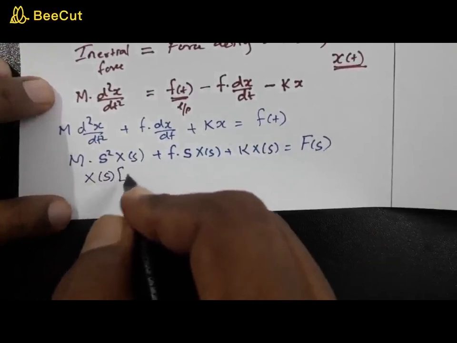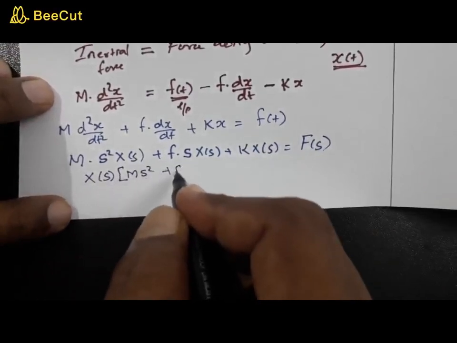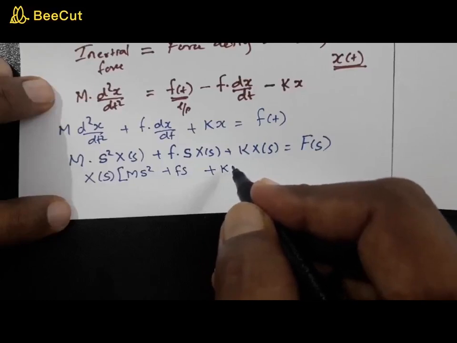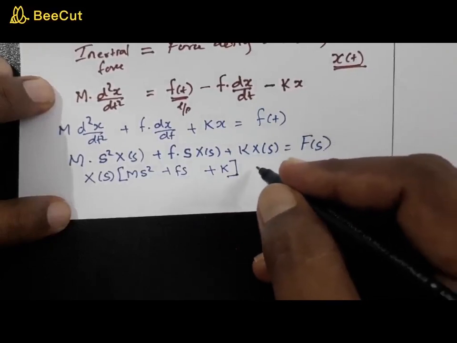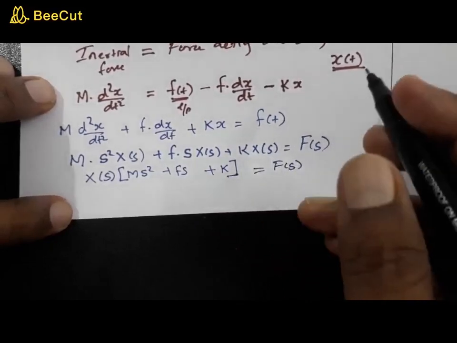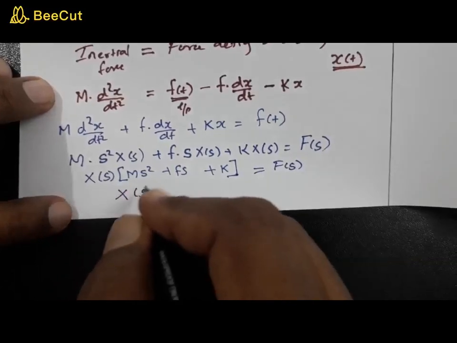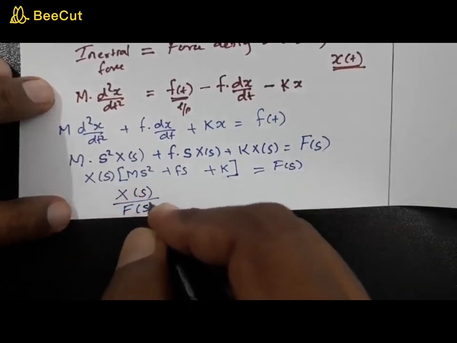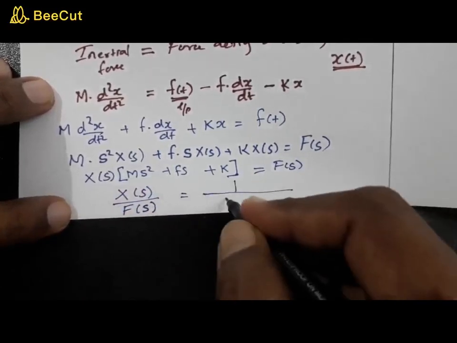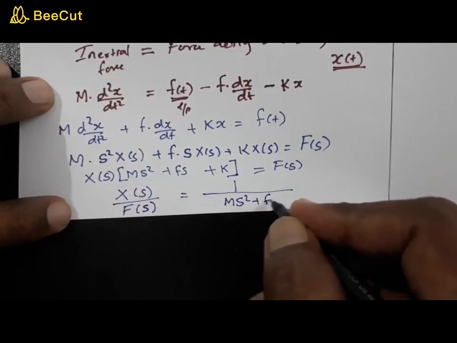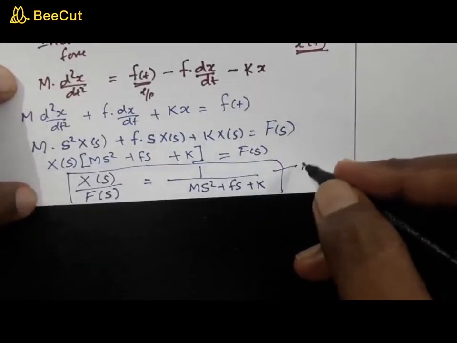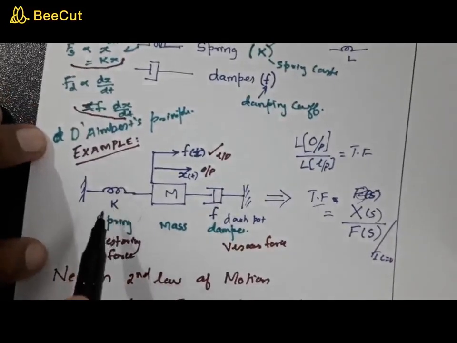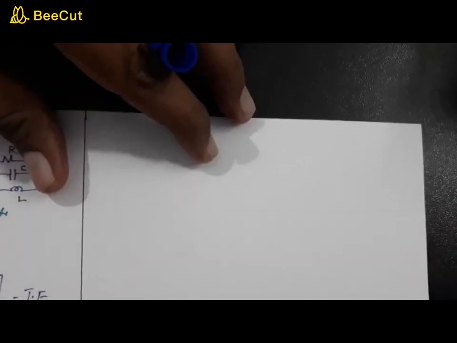So taking X of s outside, you will get ms square plus fs plus k, right, into X of s is equal to F of s, and you want X of s by F of s. So when you bring this F of s to the denominator, you will get this as 1 by ms square plus fs plus k. And what is this? This is actually the transfer function of this simple mass spring damper system. Okay.